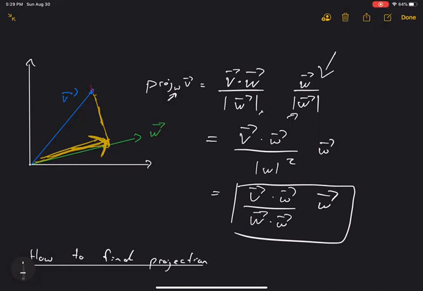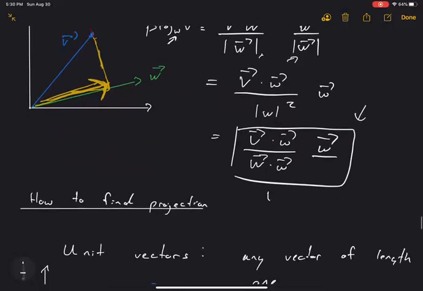And the book makes the distinction, the book calls this the vector projection. So this is a vector, right? Because this is a vector and then this is some number, so the result is a vector. So the book makes the distinction of calling this the vector projection of V onto W, okay?